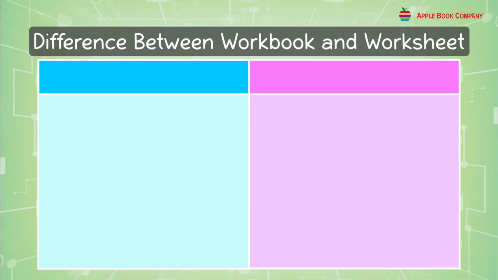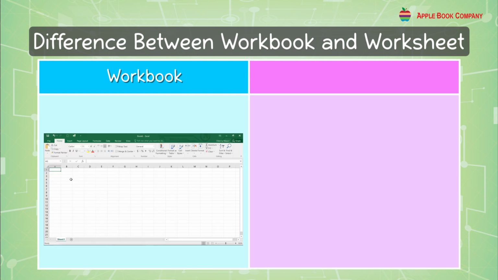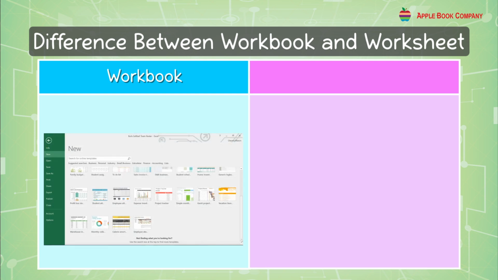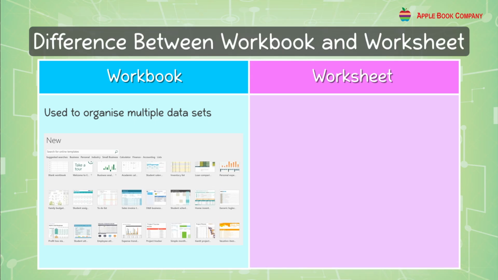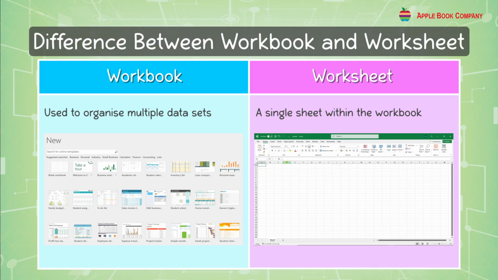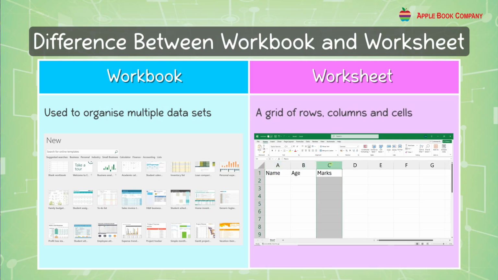Differences between workbook and worksheet. Workbook. The main Excel file, contains worksheets, can hold multiple worksheets, used to organize multiple data sets. Now worksheet. A single sheet within the workbook, a grid of rows, columns and cells used to enter and organize specific data.